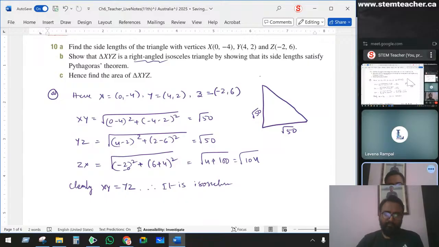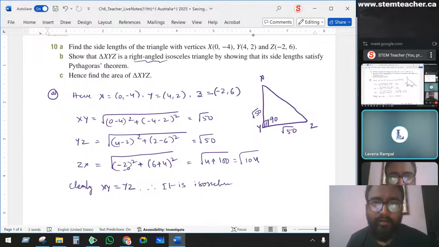So X, Y, Z I am taking. Because in a triangle, the side opposite the biggest angle will be the biggest length side. So if it must be 90, then what is this? I'm not getting the idea. It is XY, 0 minus 4 whole square plus 4 minus 2 whole square, root 50. I made a mistake.